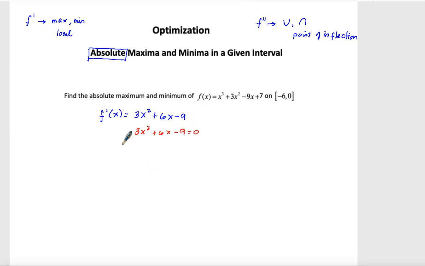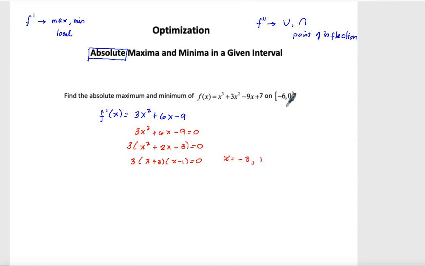In this case, we can factor out the 3 or divide everything by 3. That gives us x squared minus 2x minus 3 is equal to 0. And from here, we can factor. So we have (x minus 3)(x plus 1) is equal to 0. So we got two values for x here: 3 and -1.